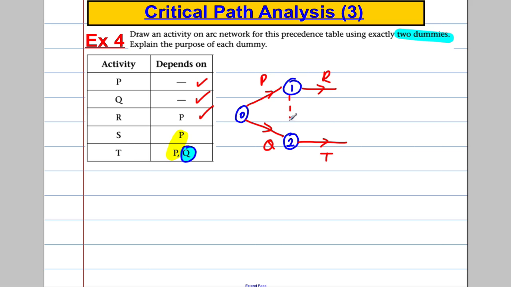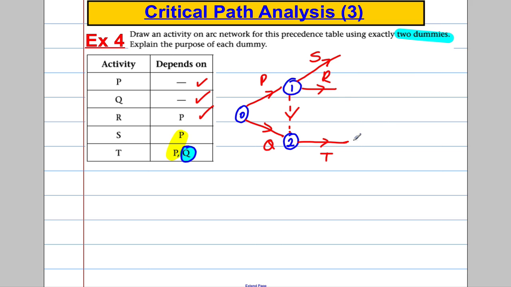So I'm going to have a dotted line here with an arrow, and that clearly shows me T depends on Q and it depends on P, whereas R just depends on P. Now I want S to depend on P as well, so because S depends on P, I'm going to have S coming out here like this. And at this stage I've got 3 things that haven't been closed off.